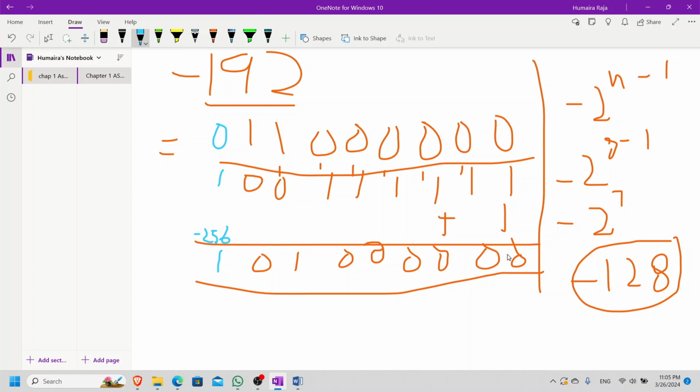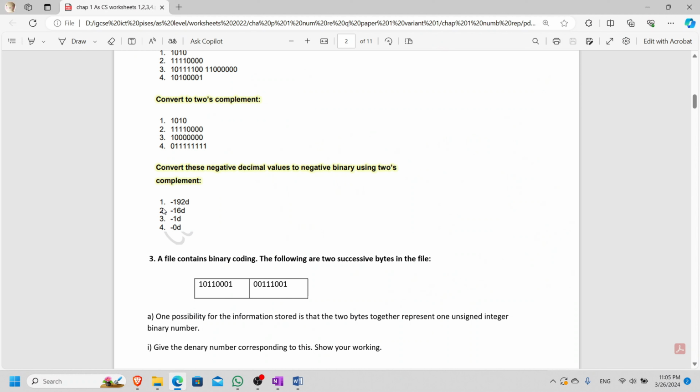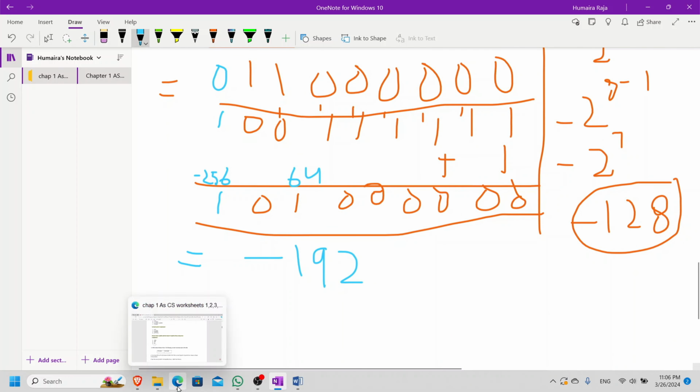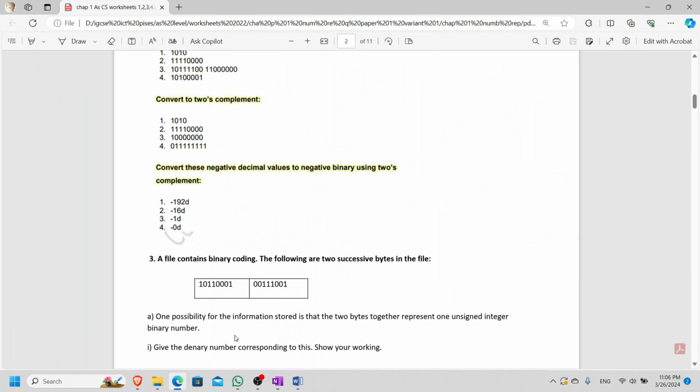So what powers did I give? 1, 2, 4, 8, 16, 32, and 64. Why am I not writing the other powers? Because they all have 0 value, so I don't need to add them. If I solve this, minus 256 plus 64, I will get minus 192. The question was to give the equivalent binary value using 2's complement. So our equivalent binary value using 2's complement is this: 101000000. I hope this is clear. Now let's take another example.